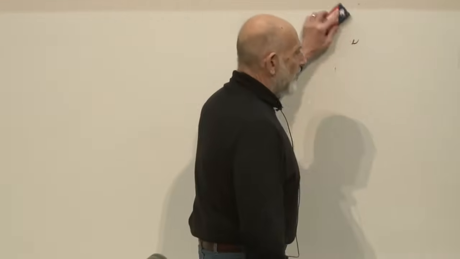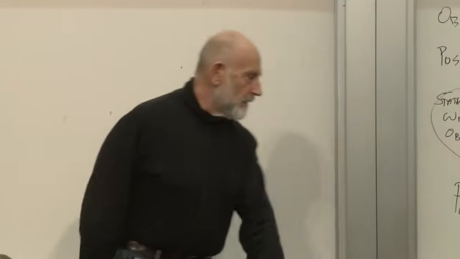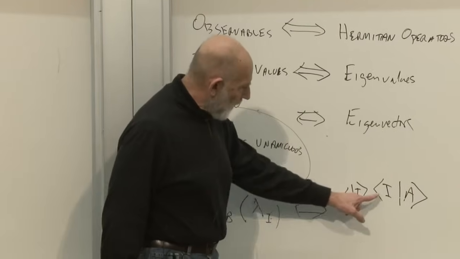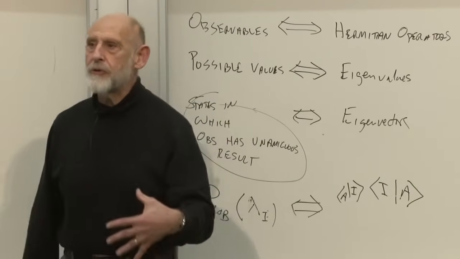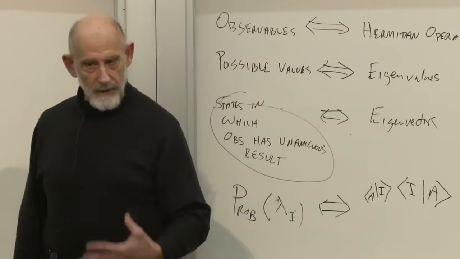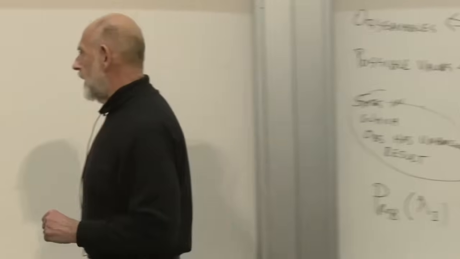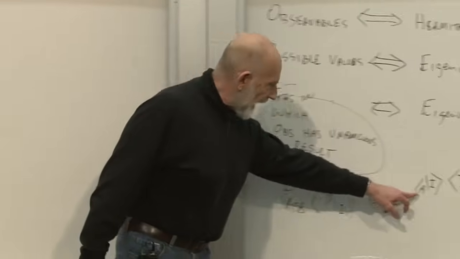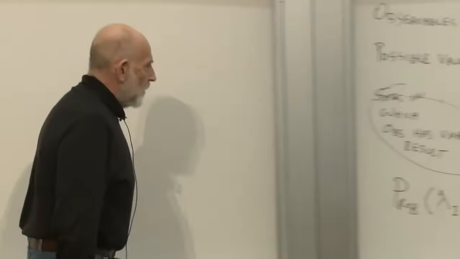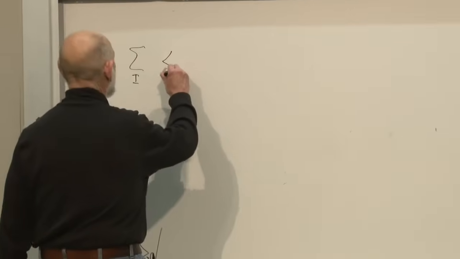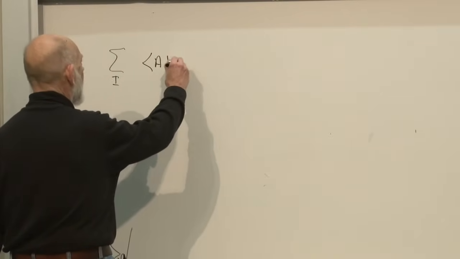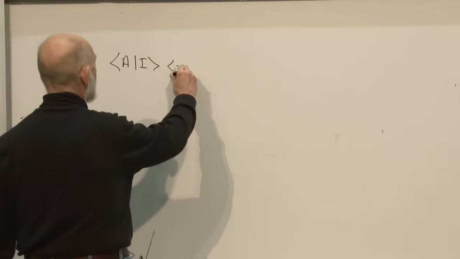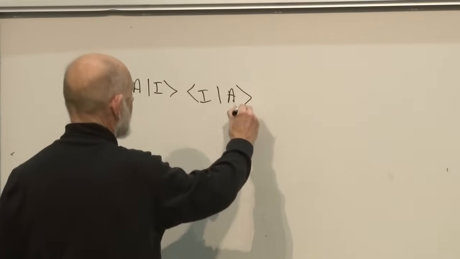If you want the total probability to add up to 1, then you want the sums of all these objects, when you sum over I, over the various possible values that you can measure, you want that to equal 1. So you want the sum over I, for any allowable state A, of A, I, I, A, to equal 1.